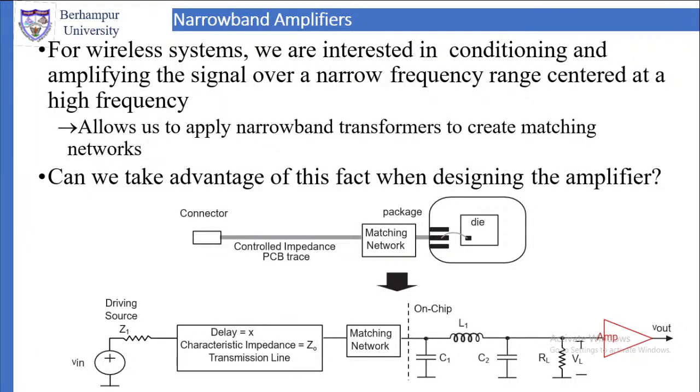Then because of the PCB trace or the controlled impedance line, we have a delay which is X. Our characteristic impedance is the Z0 of the transmission line. Then you have the matching network. Then in the chip, what you will have? You will have LC circuits, RL, and then the load, and that will be connected to an amplifier. So from the amplifier you will get the output. So this is basically the amplifier design.